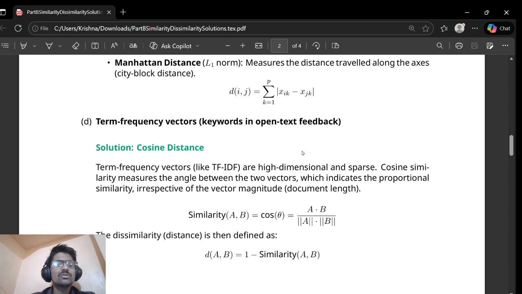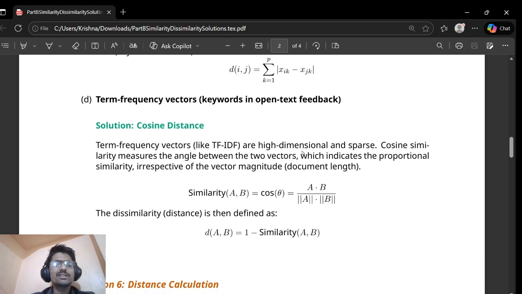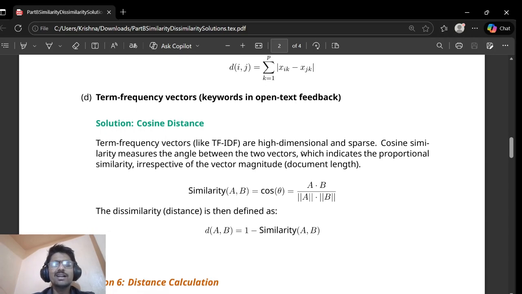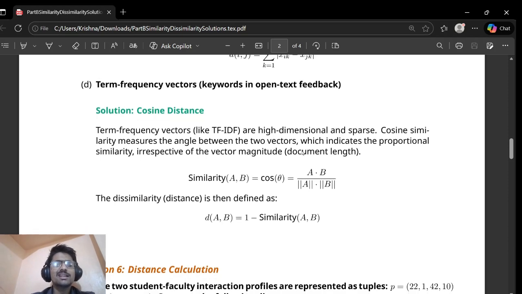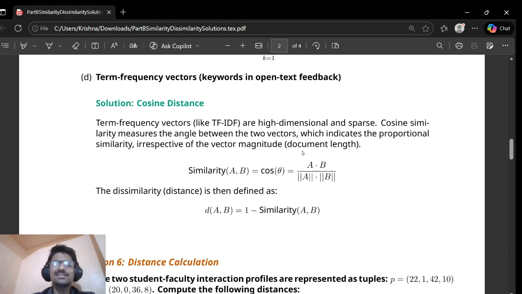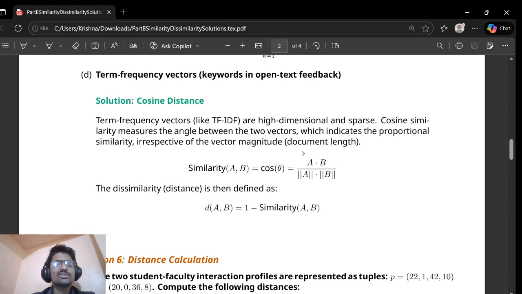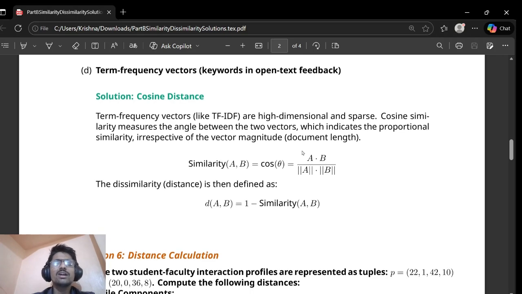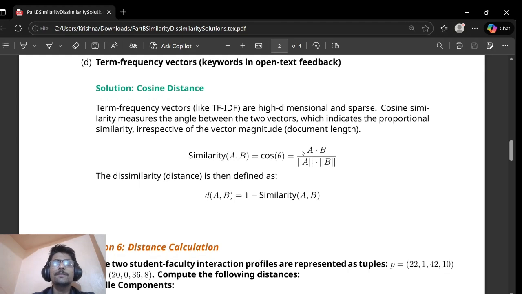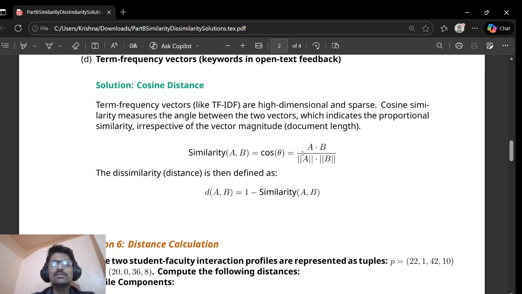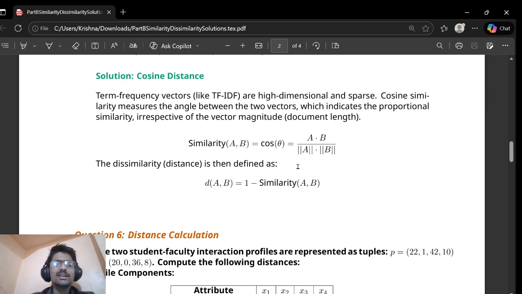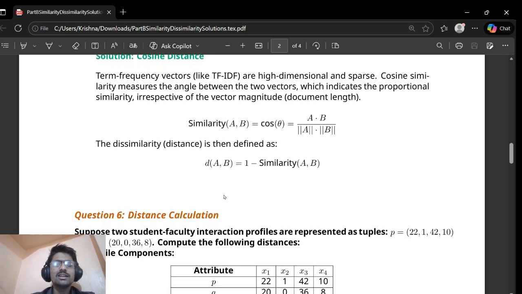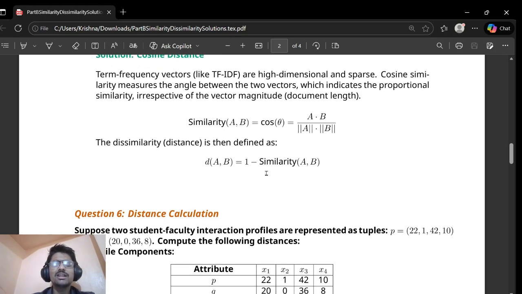Then term frequency vectors, keywords in open text feedback. Solution: cosine distance. Term frequency vectors like TF-IDF are high dimensional and sparse. Cosine similarity measures the angle between the two vectors, which indicates the proportional similarity irrespective of the vector magnitude or document length. Similarity(A, B) is equal to cos theta, which is equal to A dot B divided by the magnitude of A times the magnitude of B. The dissimilarity is then defined as d(A, B) is equal to 1 minus similarity(A, B).